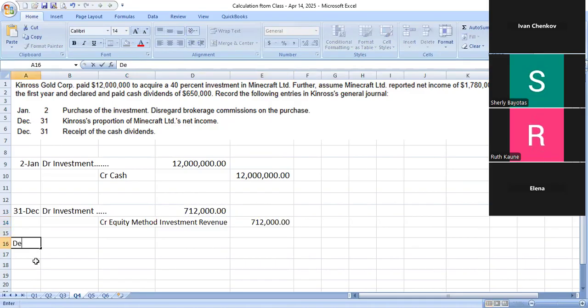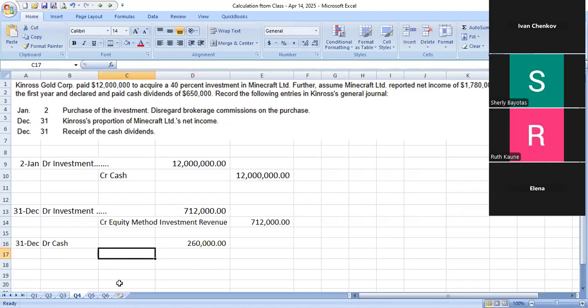The last thing left is on December 31st, you're going to be asked to get the cash. Debit cash. How much cash are we going to get? How much total dividend did they declare? $650,000. Can we get the entire 650? Only 40%. It sounds tempting to get everything, but we don't own 100% of that company. So we can get only 40% of that amount, times 0.4. So we're going to get 260.